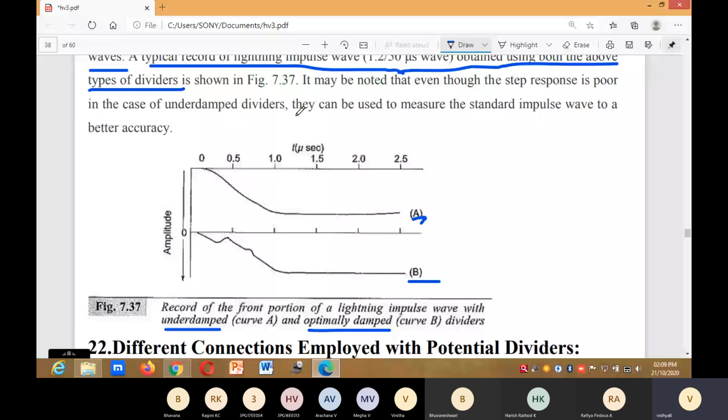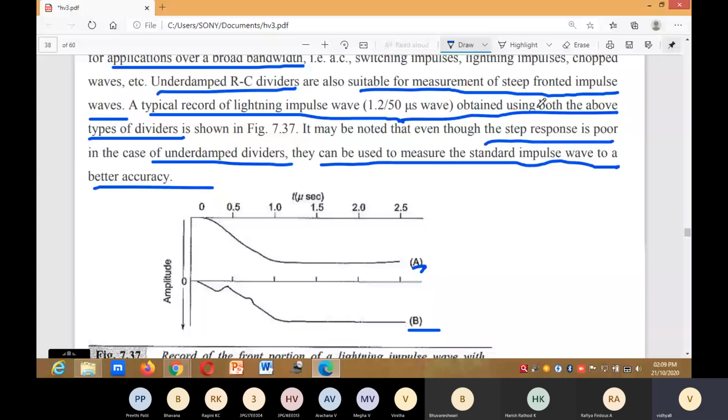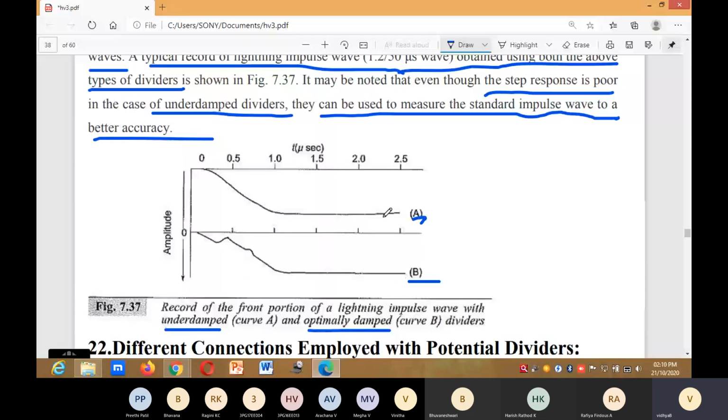In the case of underdamped dividers, again the step response is poor. They can be used to measure the standard impulse wave to better accuracy.